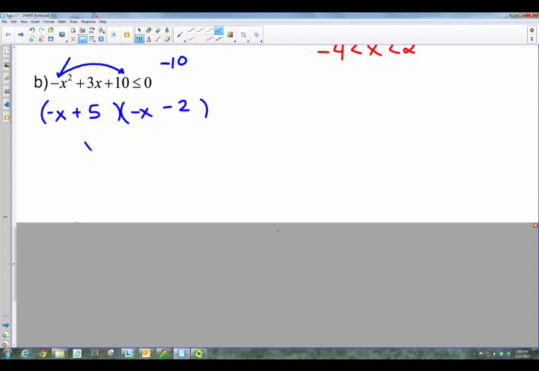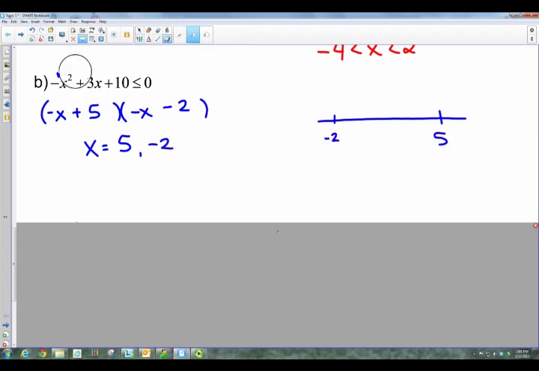Okay, so we take each of these, set them equal to 0. So x plus 5 equals 0. That's going to give me a positive 5. And then on this one, you've got negative x minus 2 equals 0. Add the 2, divided by negative 1, you get negative 2. So there are my 2 points. So I've got 5 here. I've got negative 2 here.